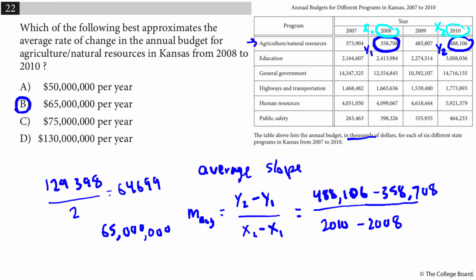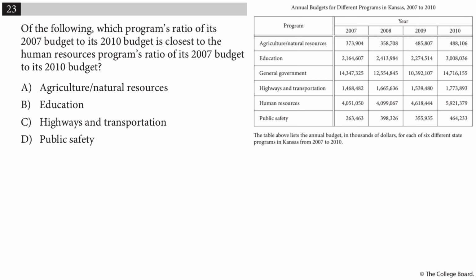Now, I'm not going to go through the process, but you can actually find the slope, the average rate of change from here to here, and the average rate of change from here to here, and then do the average of those two numbers. It'll take longer, but you will get the same answer in the end. Okay, give this problem a shot.